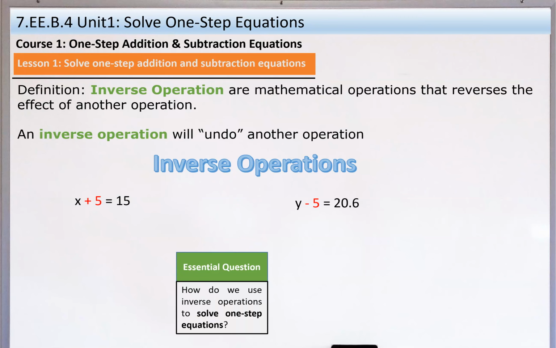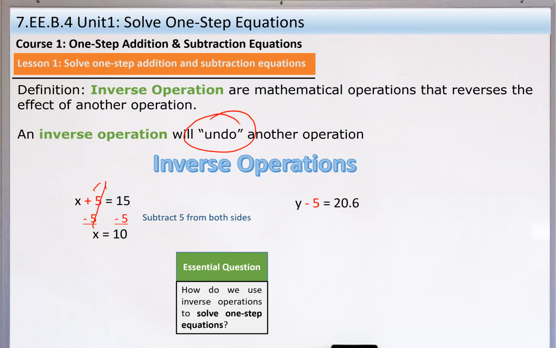So a real quick review of inverse operations. Basically, inverse operations undo one another. So to undo addition, I need to subtract, but an equation is like a balance. I have to do the same thing to both sides for it to remain equal. So I'll subtract 5 from both sides. 5 minus 5 is 0. 15 minus 5 is 10. 10 is the solution. It's the number that I replace x with to make my equation true.